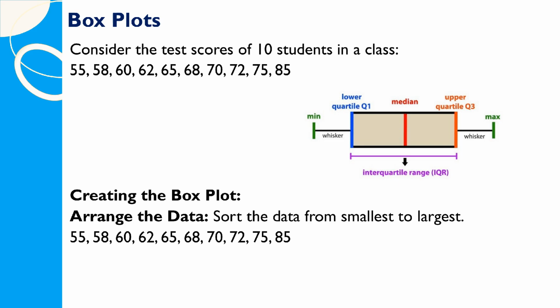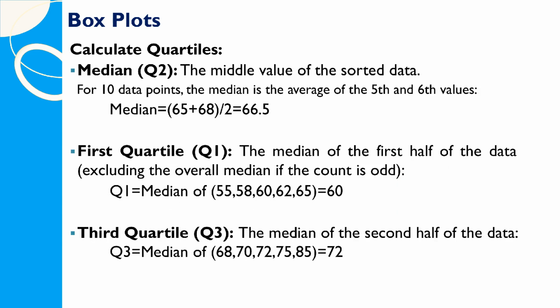To create a box plot for the test scores of 10 students, first sort the data in ascending order. This sorted data will be used to determine the minimum, first quartile, median, third quartile, and maximum values for constructing the box plot. To calculate quartiles for a dataset with 10 values, first determine the median, Q2, by averaging the 5th and 6th values, which gives Q2 equals 66.5.